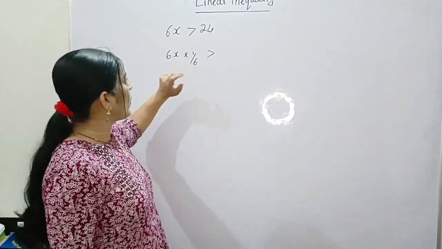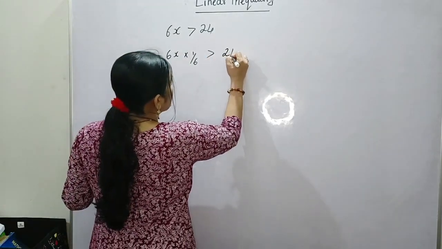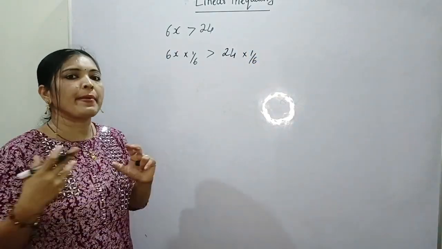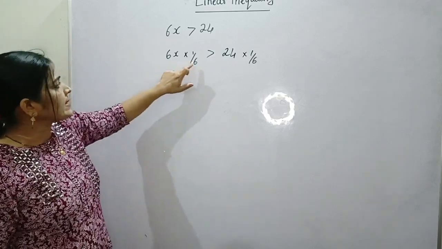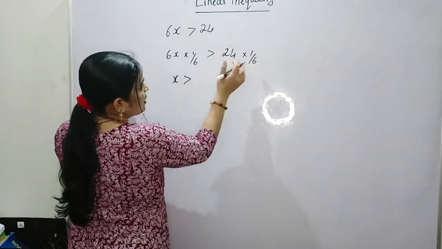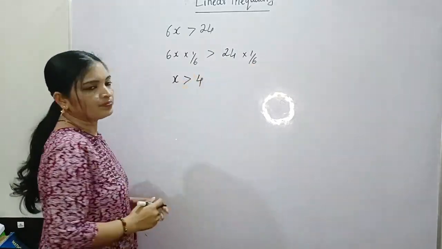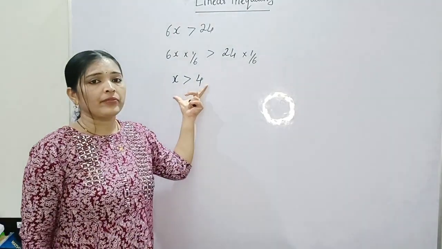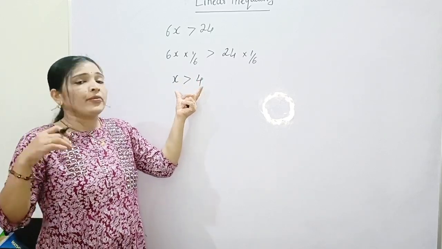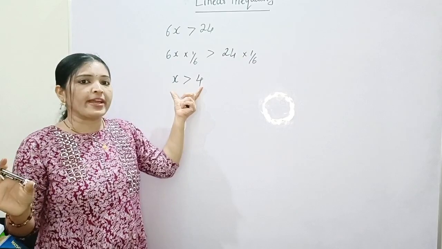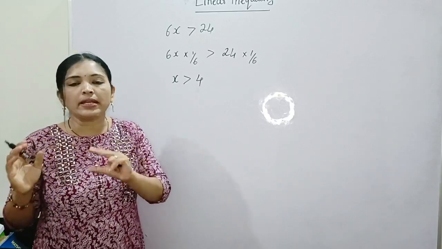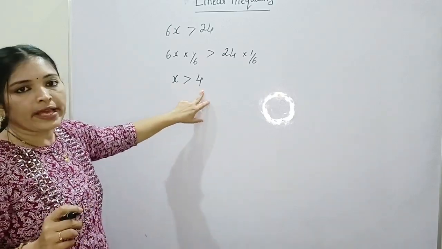So 6x into 1 by 6 greater than 24 into 1 by 6. It is the rule, the same as equations. So in 6x into 1 by 6, the 6 cancelled. x greater than 24 divided by 6, which is 4. So here we have got x greater than 4. As I mentioned, here we cannot find the exact values of x. Here we will find the range of x, where x is lying in the number line.